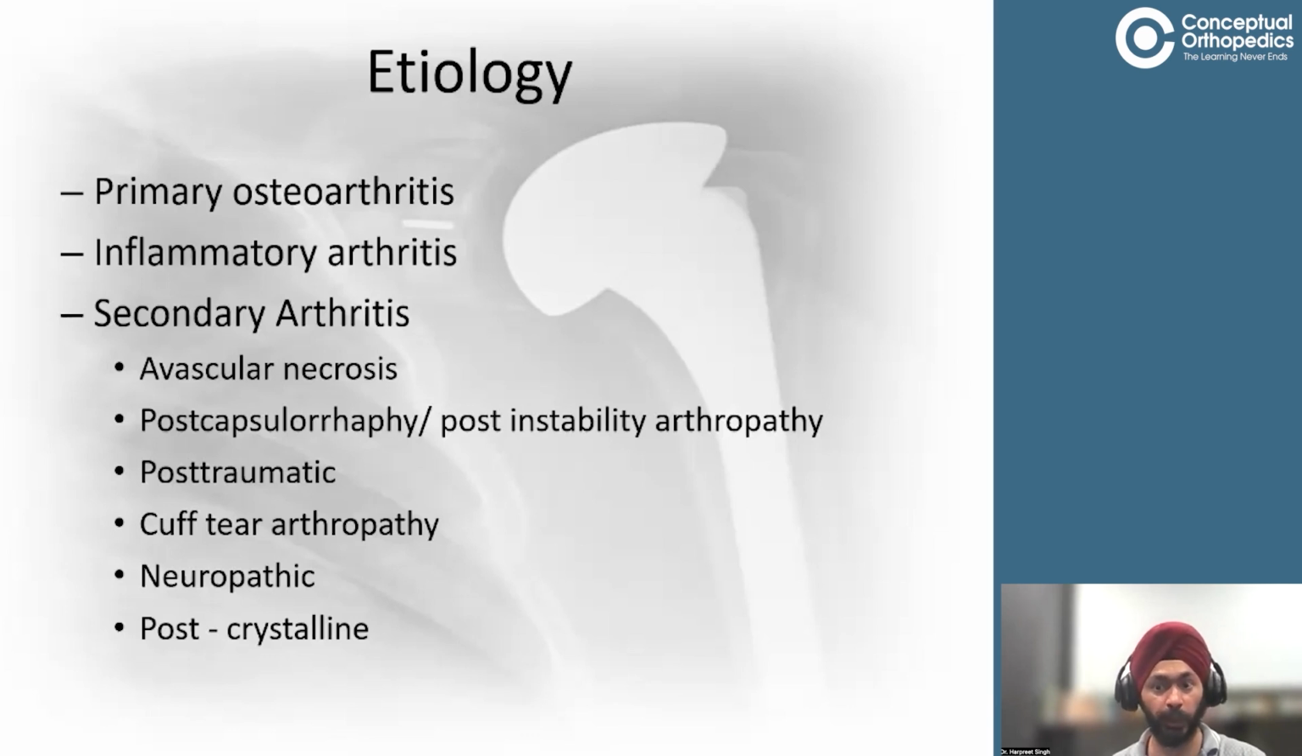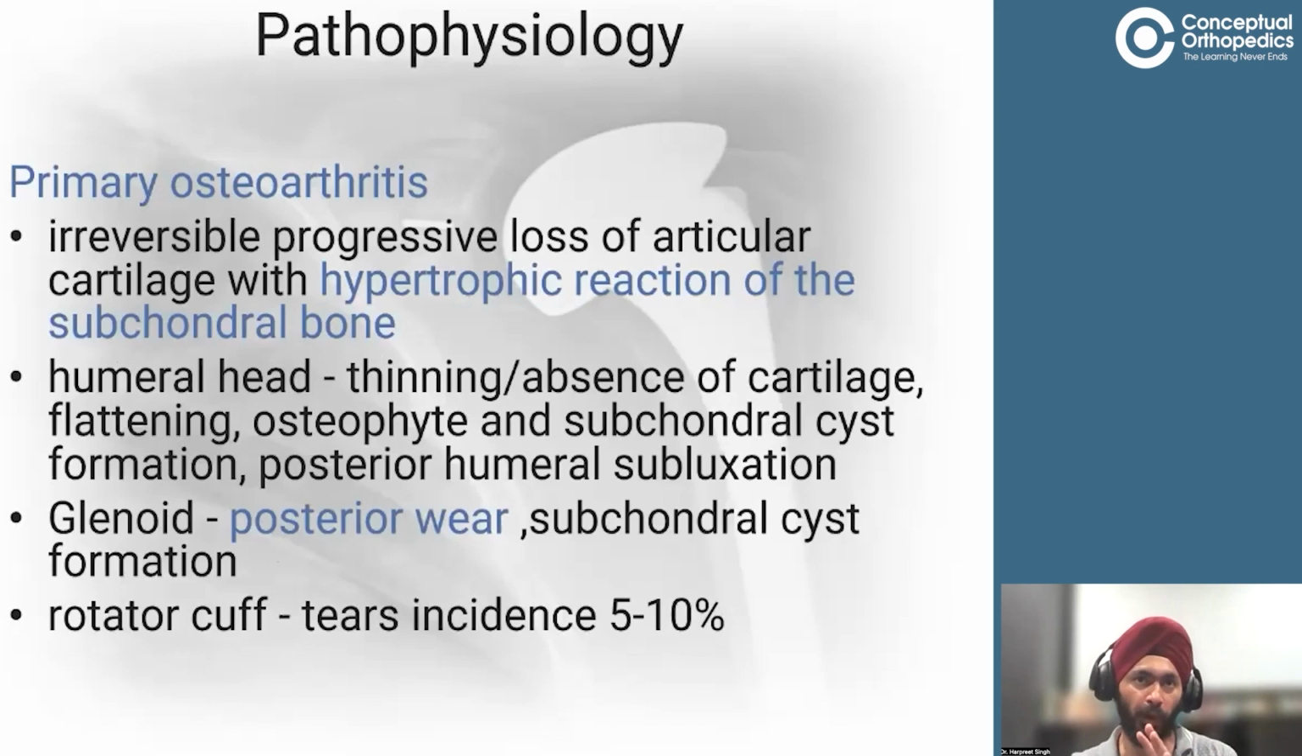People with inflammatory arthritis, rheumatoid, seronegative or seropositive spondyloarthropathies, those kind of people, and patients with secondary arthritis like post AVN because of alcohol or steroids, post capsulorrhaphy or post instability arthritis, that is after instability surgery or just after instability, patient will present to you with arthritis, post traumatic because of trauma, cuff tear arthritis, neuropathic, especially thinking of some cervical spine disease, patient develops neuropathic arthritis, lots of bone destruction, new bone formation, and post-crystalline, post-gout arthritis. So we're talking about pathophysiology of all these causes.